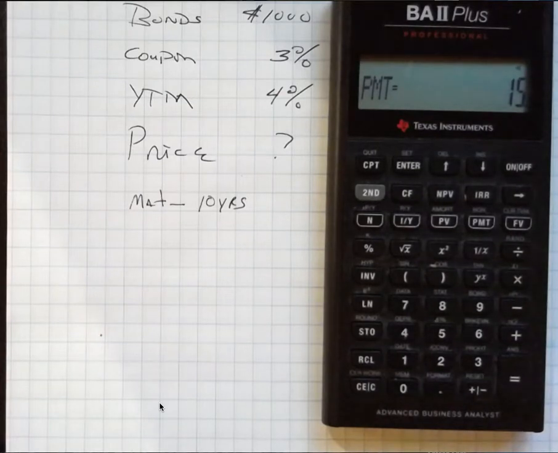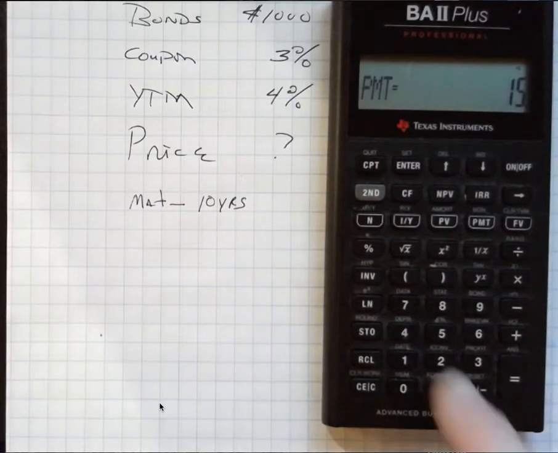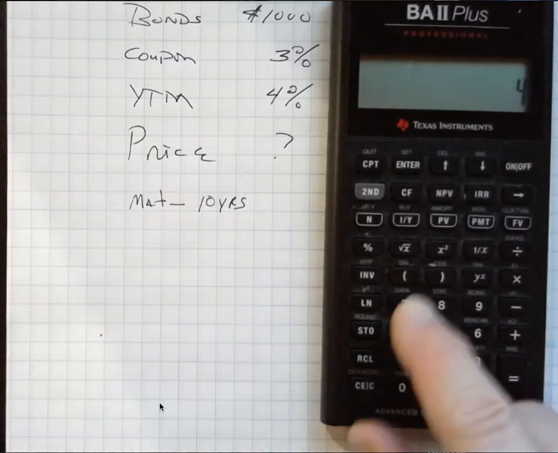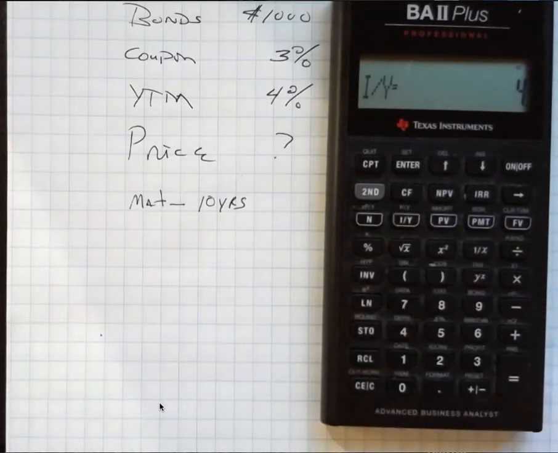So, what have I done so far? Well, I put in my future value. I'm going to get $1,000 in 20 periods from now. What's my interest rate? 4%. So 4% is my interest per year.